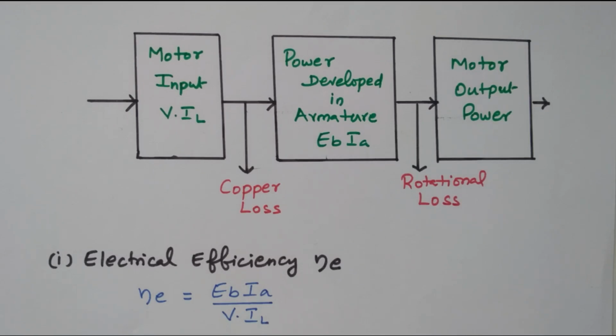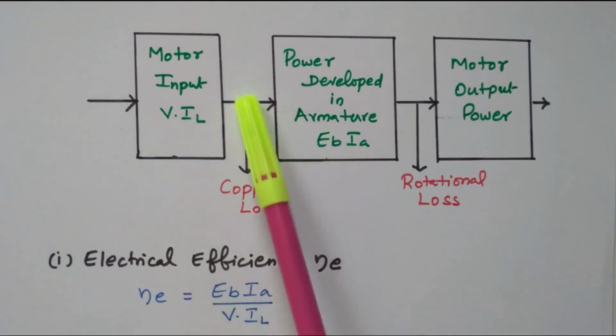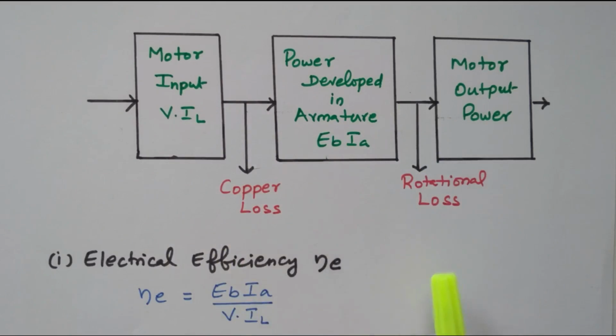The armature copper loss will vary as the load increases. If the load increases, armature current will increase, so armature copper loss also increases, so it is called variable loss. Total loss is constant loss plus variable loss. The same can be used for the condition for maximum efficiency: constant loss equal to variable loss. Based on that, we can see the power stages, the stages where the losses happen, and also the efficiencies: electrical efficiency, mechanical efficiency, and the overall efficiency.